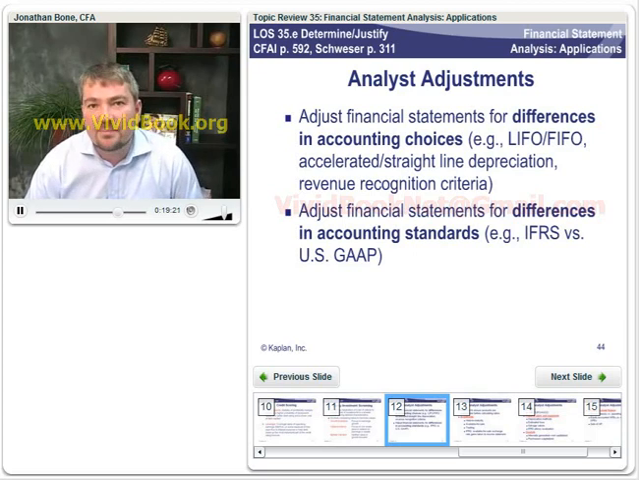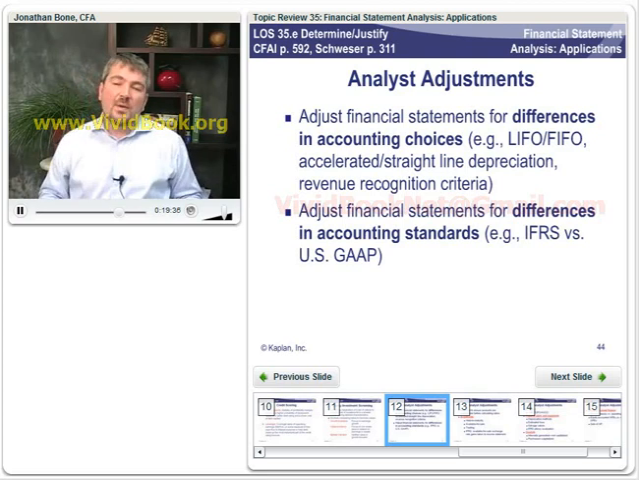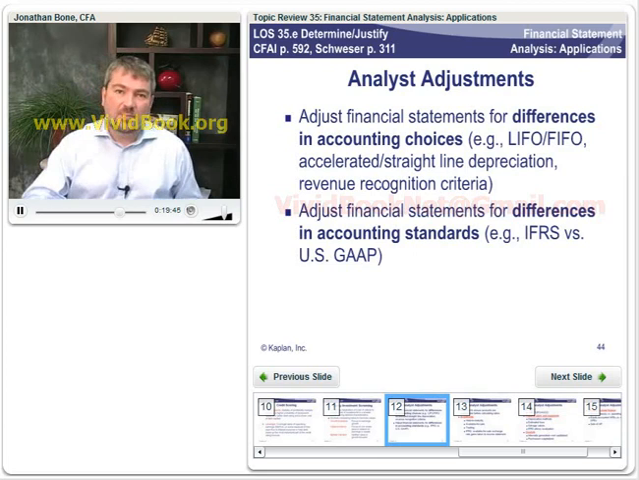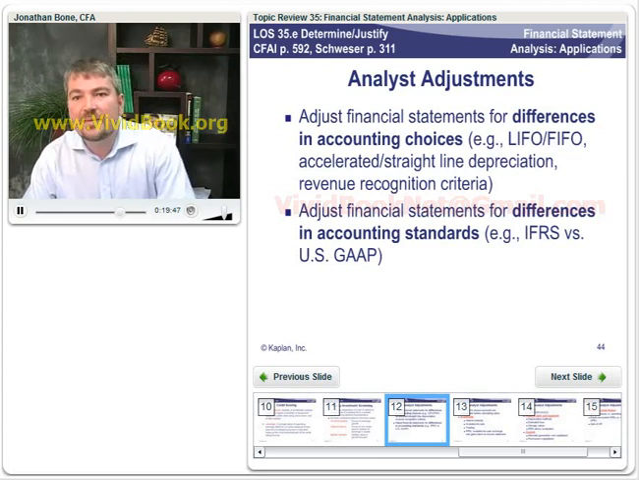If you're going to compute ratios and compare between 2 companies, you need to make sure their financial statements have been computed using the same accounting choices. And if they haven't, you're going to have to take one of the companies and convert them so that they're consistent. Now, of course, when we look at international comparisons, this becomes even more extreme because we've also then got to factor in the differences between international financial reporting standards and US GAAP.